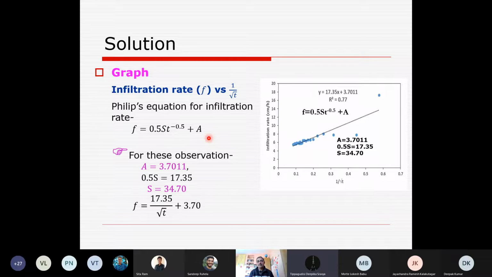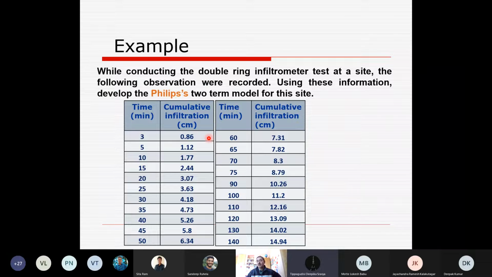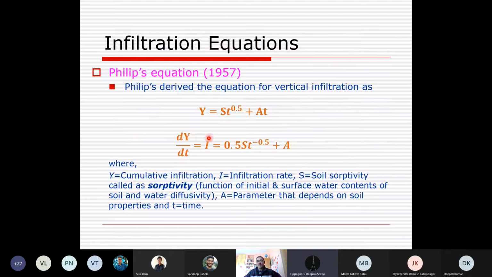Sir, I solved it using y equal to S t power 0.5 plus A, but I am getting different answers. That means we need to take care about the relationship. Can you share it with me? I will see why you are getting a different answer. You have fitted the equation to cumulative infiltration, right? Yes, sir. And you are trying to find the values of S and A. Yes. My simple suggestion is, have you taken care of this power 0.5, whether the fitted equation is in exactly this form? Yes, sir, I did like that.